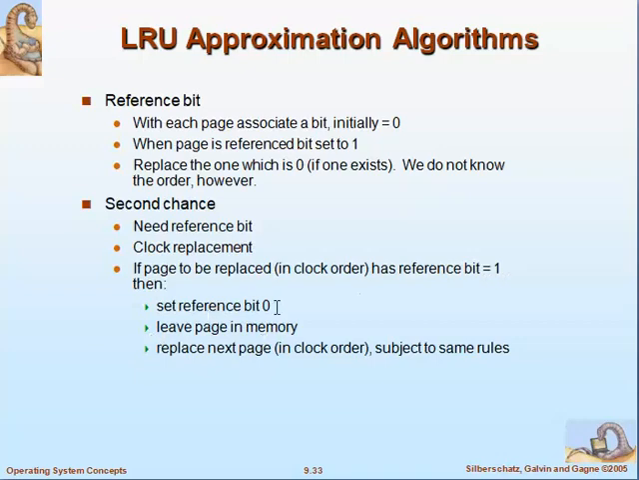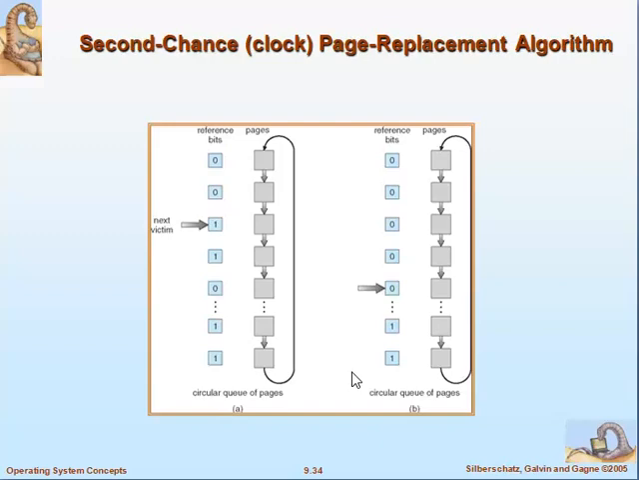Set the reference bit to 0 and leave the page in memory. We will not replace that. Replace the next page in clock order, subject to the same rules. Same rules means if it is 1, give it one more chance. If it is 0, then you select that particular page for replacement. So that is the same thing. You can see it from the diagram.